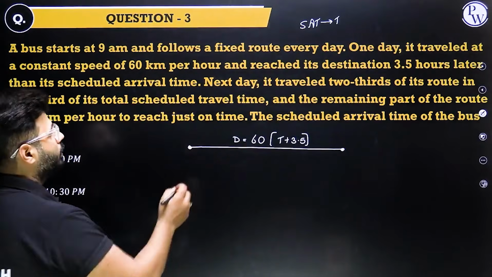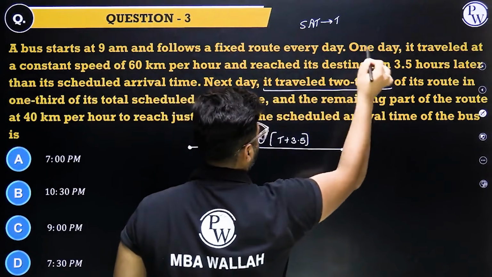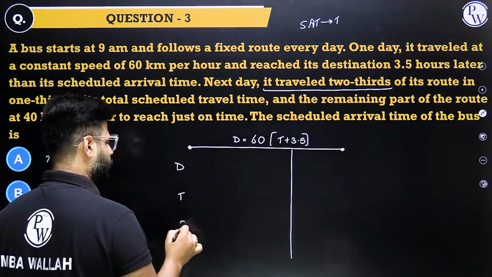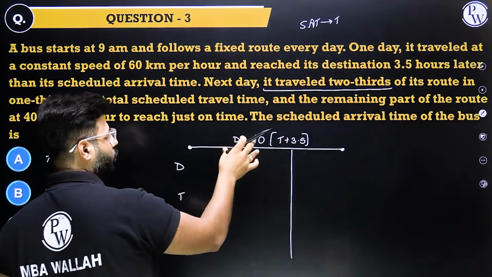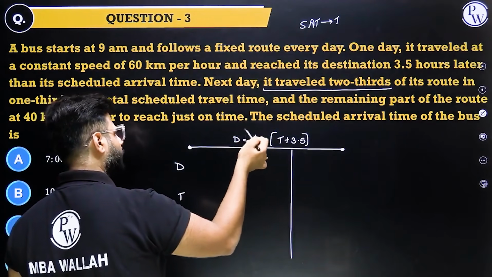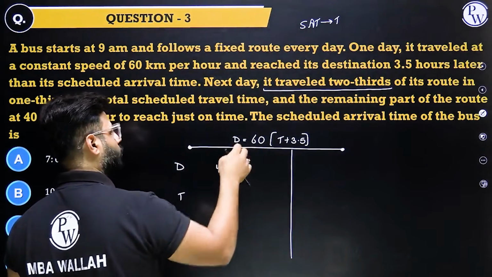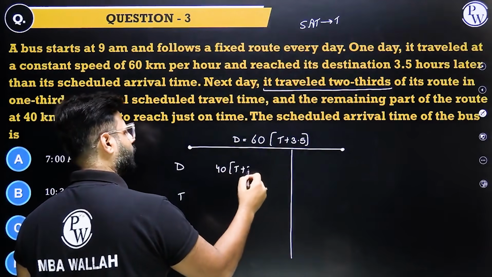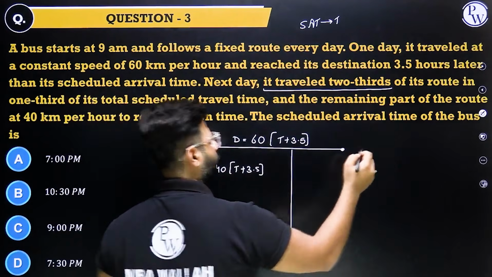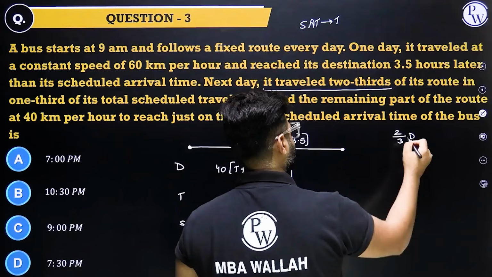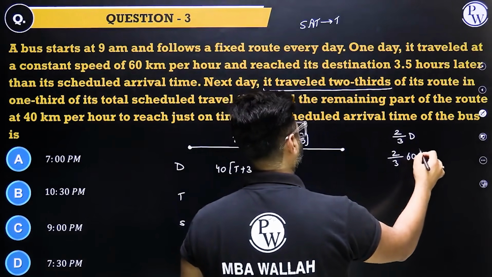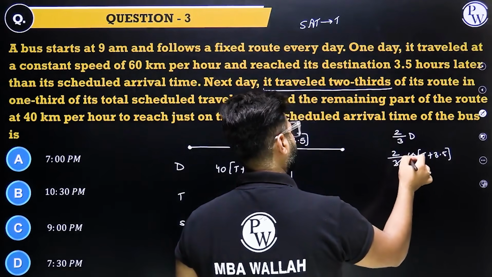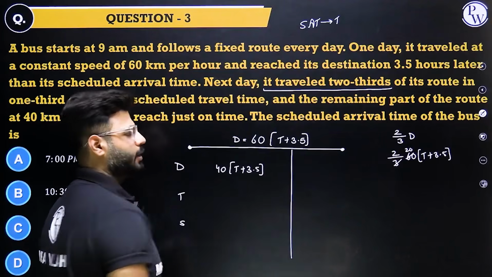Now next day what happens? Next day it traveled 2/3 of the route, somewhere here. Distance, time, speed. Fine. 2/3 of the route. 2/3 of 60 I know. It is 40. So 2/3 of this is 40. Remaining, let it be as it is. Once you are going to calculate 2/3 of distance, you will calculate 2/3 of 60 into t plus 3.5. Let the 2/3 be handled by 60. 2/3 of 60 is 40. Keep the rest as it is.